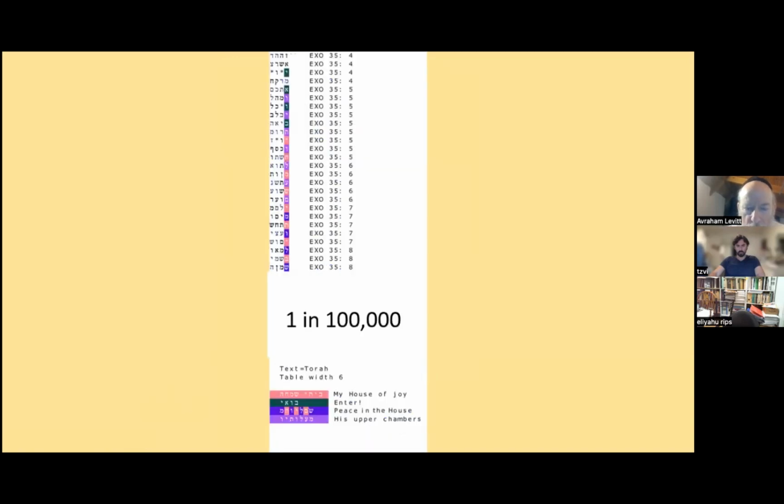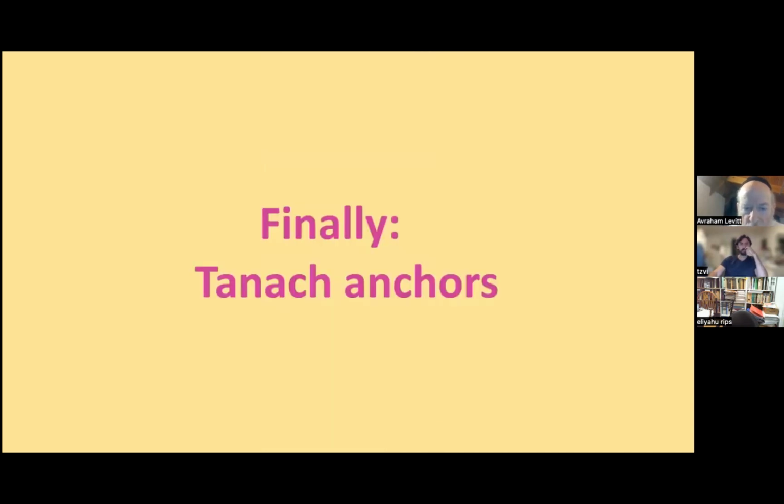So, you know, as a conservative number, this would be 1 in 100,000, because it's not as many free letters, because we started with shalom bayis. In any case, it's an extremely long, significant sentence. But now we finally can talk about these anchors, because in the same code, we have 3 anchors.